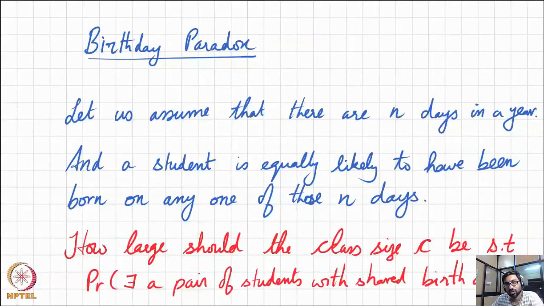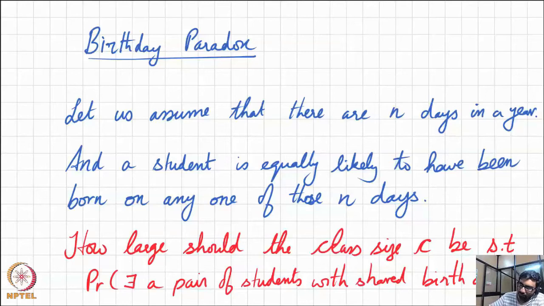The question that we are interested in is how large should the class size be, and let's denote the class size by C. How large should C be such that the probability that there exists a pair of students in that class of C students who share a birthday is at least a half?